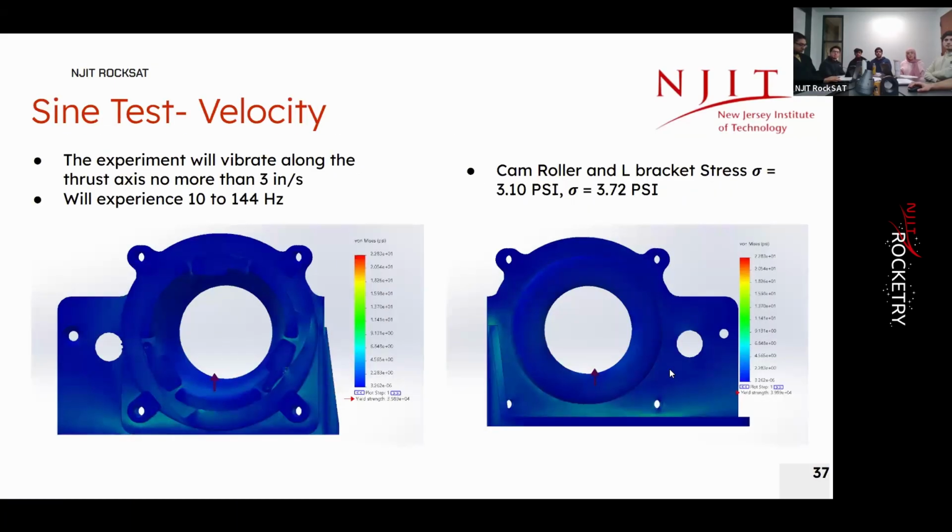Moving on, this is the sine test. I broke this one up into 2 separate tests. As per the user guide, it would be at 3 inches per second along the thrust axis, and then 7 Gs as well along the thrust axis. Starting with velocity, it's from 10 to 144 hertz. Some areas again that we've noticed, same as the random test, are the cam roller and the L bracket stresses at 10 hertz. It's not that much, as you can see, so we're perfectly fine on that.